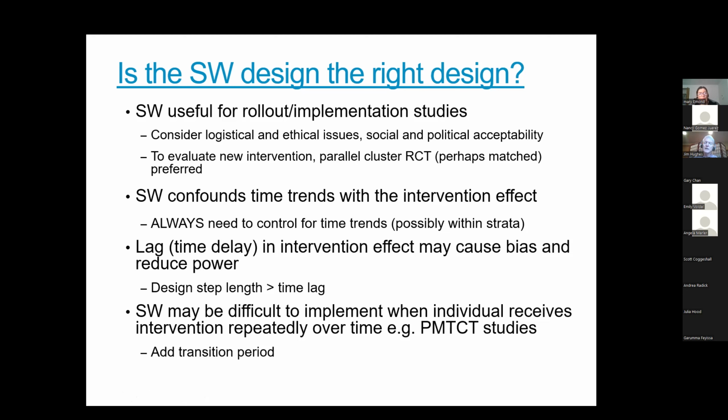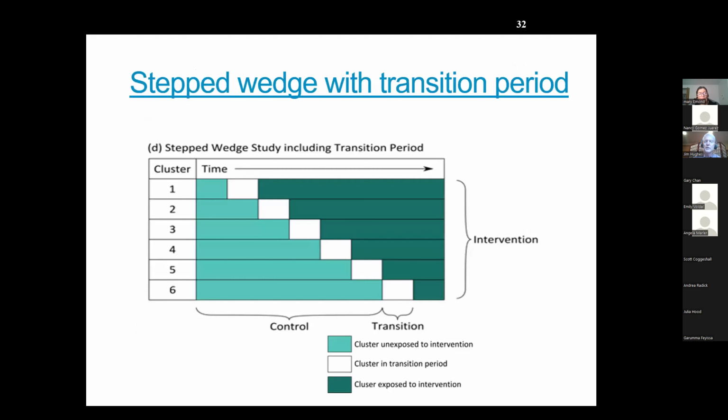Then during part of the pregnancy, she would have been in the control condition, and during part of the pregnancy, she would have been in the intervention condition. And how do you deal with things like that? And so then you can add a transition period.